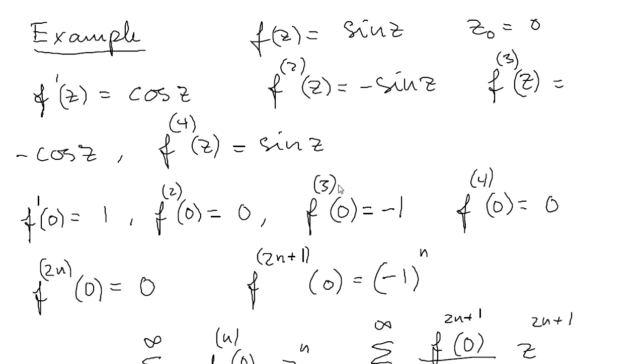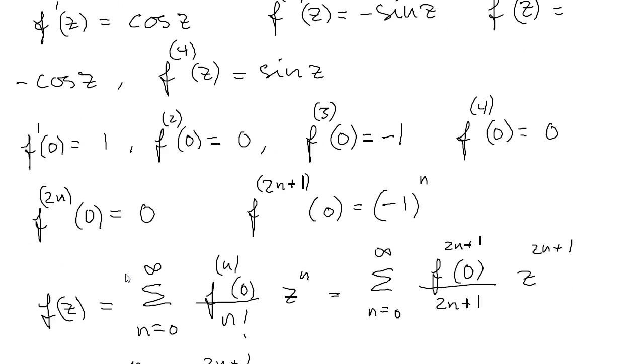Let's check for this value. The third derivative, that means that n should be equal to 1. Then we get 2 times 1 plus 1 is equal to 3, and n is equal to 1, so we have minus 1 to the power of 1, which is equal to minus 1, which is exactly what we have here. So we see that this formula is valid, and this formula is valid.